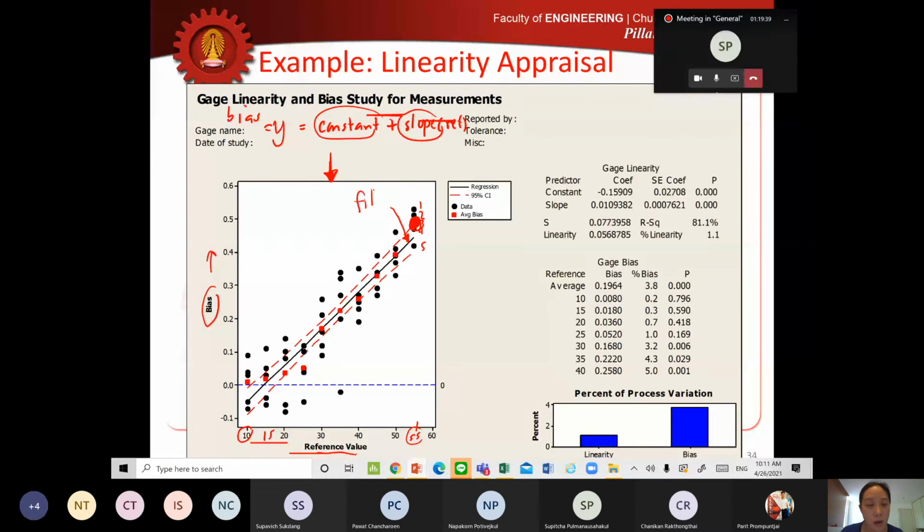You have learned before that this line tries to pass through all the data points as much as possible. The constant is at this point, the point where the line crosses the y-axis, and then we get this much slope. So we will use what we call regression analysis to find the numbers for the constant and slope. And that equation is here.